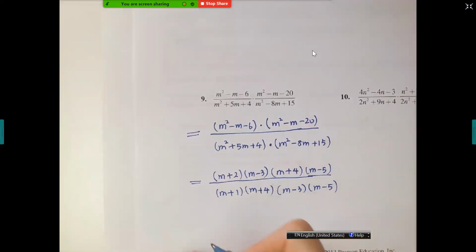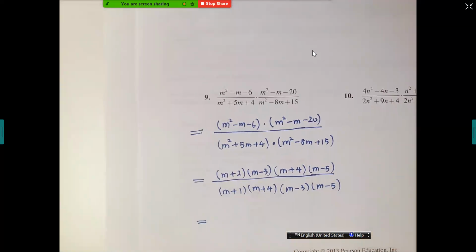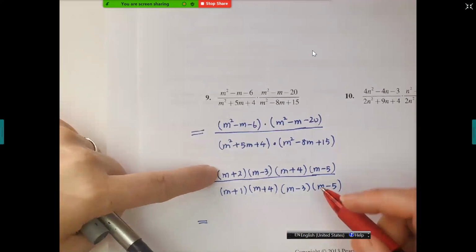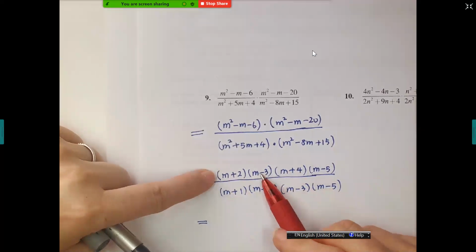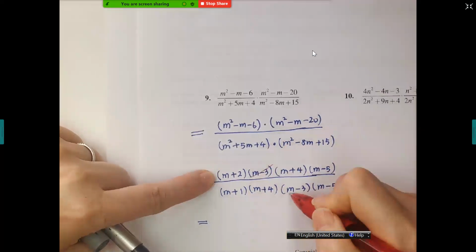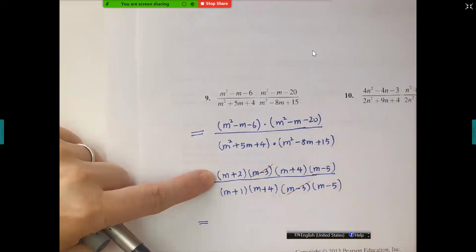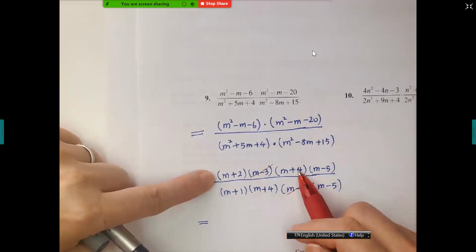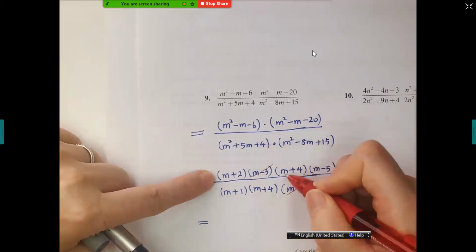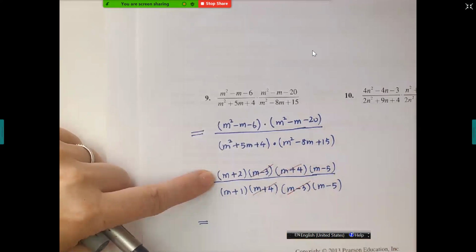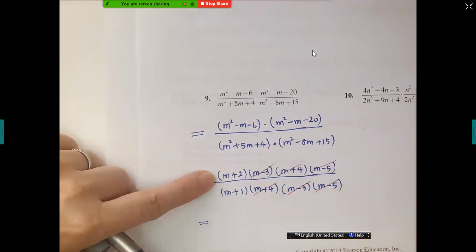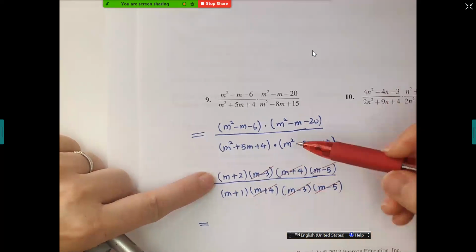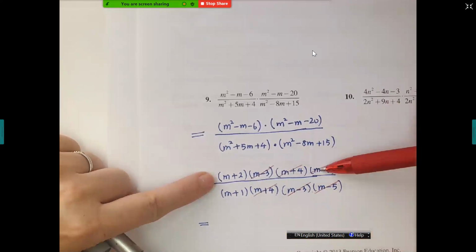Okay, so now what do we have? You might use a finger and your eye together. So do I see m plus 2 on the bottom? No. Do I see m minus 3? Great. m minus 3, m minus 3. So those cancel each other. Then I see m plus 4. Do we see another m plus 4 on the bottom? Yes, those two cancel each other. I see m minus 5, m minus 5. So 3 pairs of common factors canceled each other.